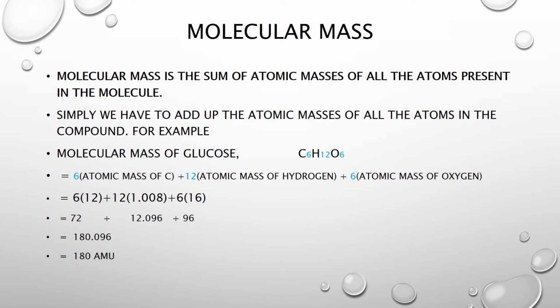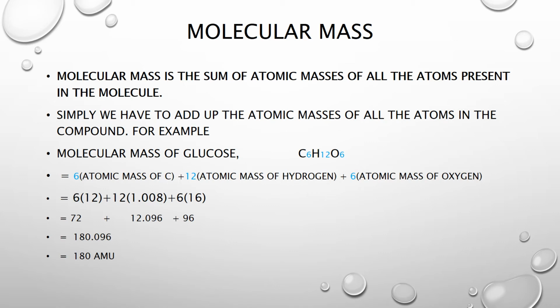How can we calculate the molecular mass of a molecule or a compound? Molecular mass is actually the sum of the atomic masses of all the atoms present in the molecule. What we have to do to calculate the molecular mass? We just simply add up all the atomic masses of all the atoms in a compound.